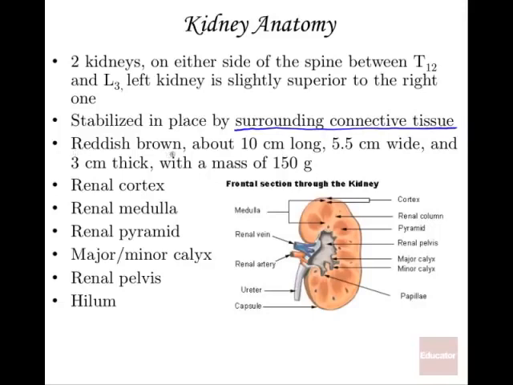They're reddish brown. The reddishness, of course, is because of the high blood flow. There's a lot of blood going to your kidneys every second of the day. They're about 10 centimeters long, 5.5 centimeters wide, and about 3 centimeters thick, with a mass of about 150 grams each. So here are the major parts.